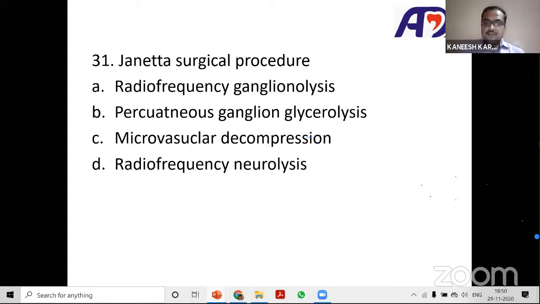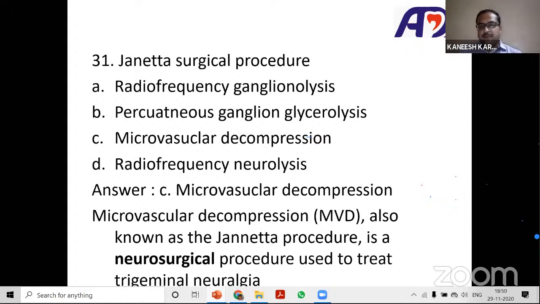So the surgical procedure is microvascular decompression. What is microvascular decompression? That is used to treat trigeminal neuralgia. What happens in trigeminal neuralgia? There is spontaneous emission of nerve impulses from the trigeminal ganglion.